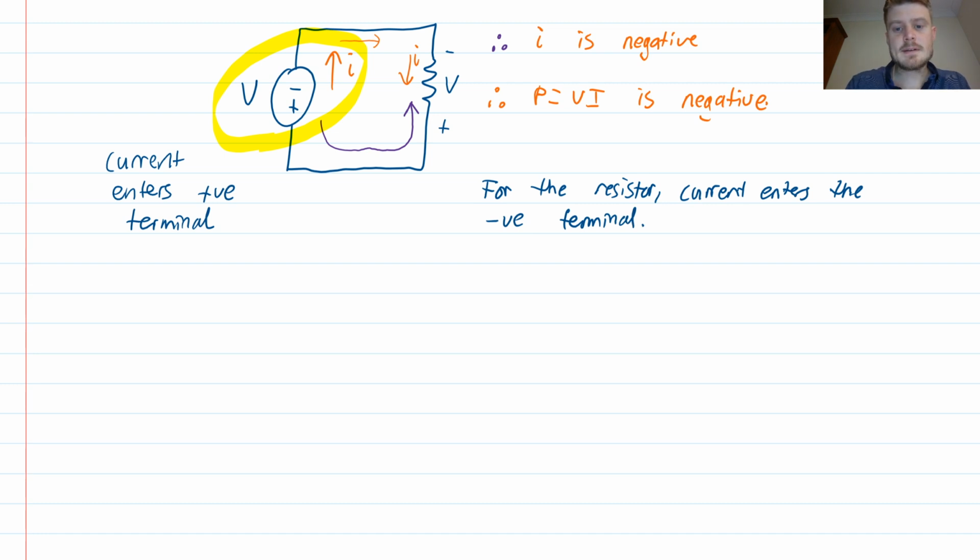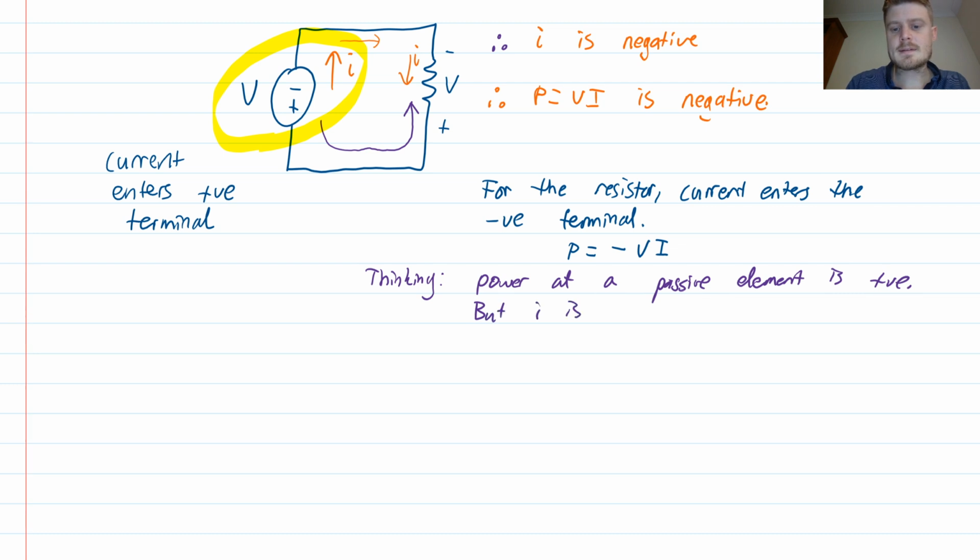Okay, so therefore I need to use P equals minus VI. And sanity check here, right? I know that this final answer should be positive. So thinking, power at a passive element is positive, but I is negative. So how can I get a positive answer with a negative current? Well, I need a minus sign.